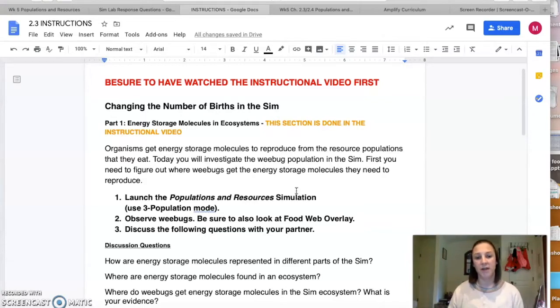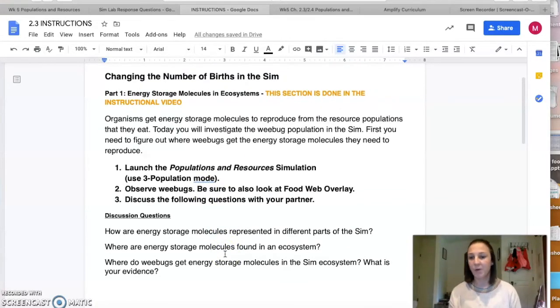So we're going to launch that simulation. We're going to make sure to use the 3 population mode. There's a couple of different modes in there. That's the one we're looking for. And we're going to observe some wee bugs. We're going to check out the food web overlay. And then these discussion questions I'll just talk about with you because it's hard to do with a partner in these circumstances.